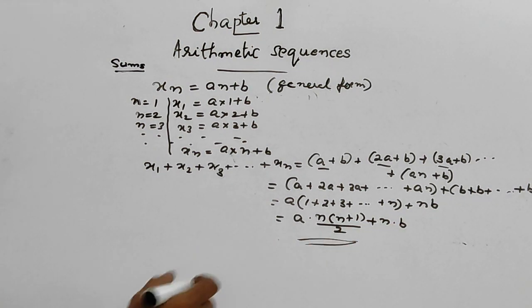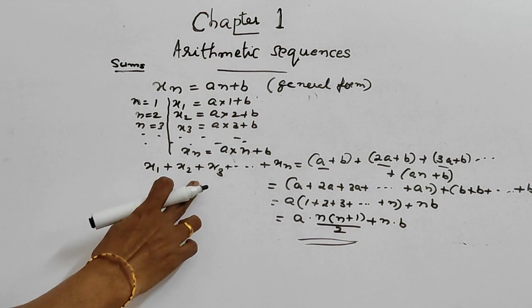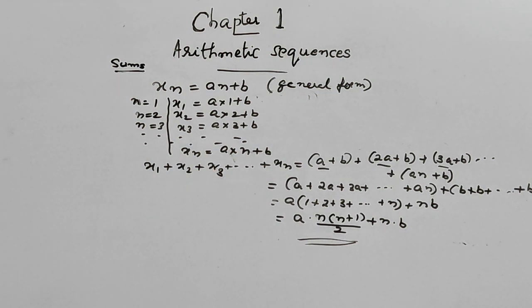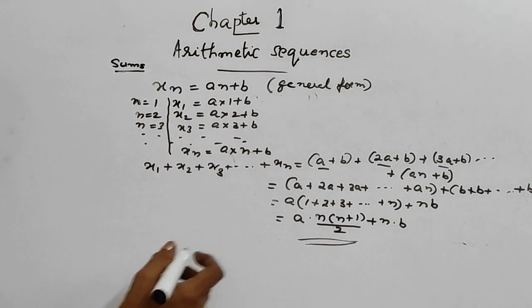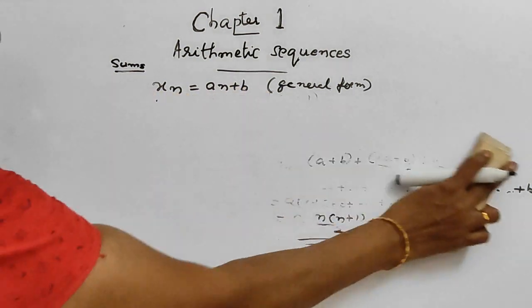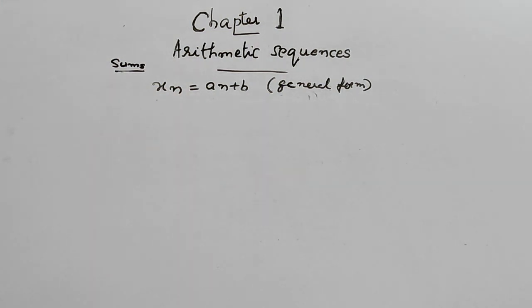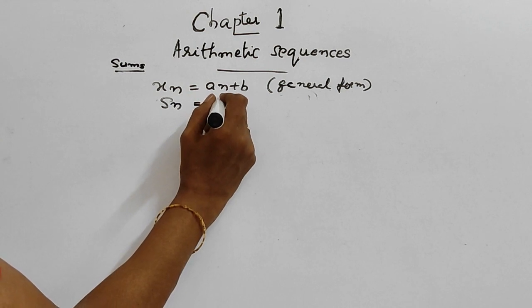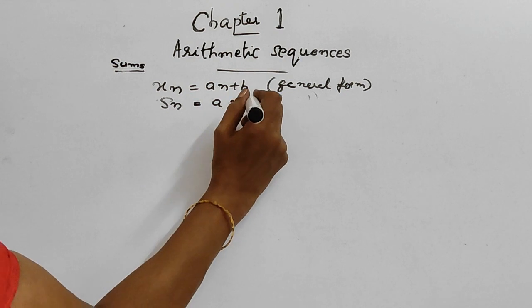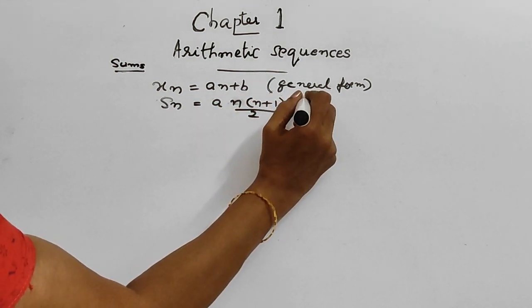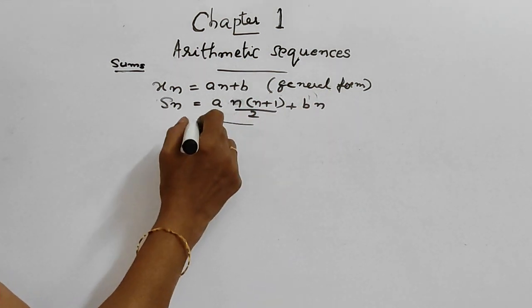See, x1 plus x2 plus x3 up to xn, the sum is a into n into n plus 1 by 2 plus n into b, or bn. For arithmetic sequence, here xn is equal to an plus b. The sum of first n terms, x1 plus x2 plus x3 up to xn, is a into n into n plus 1 by 2 plus bn. If xn is equal to an plus b, their sum of n terms is equal to a into n into n plus 1 by 2 plus bn. This is the sum of n terms.